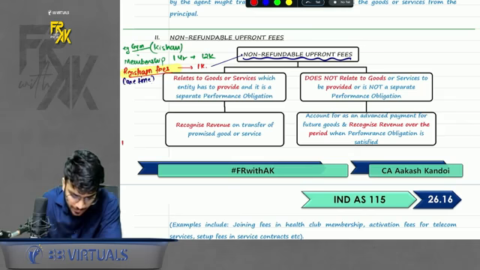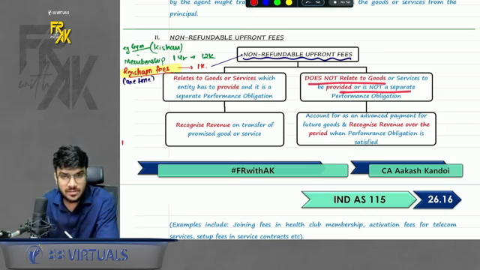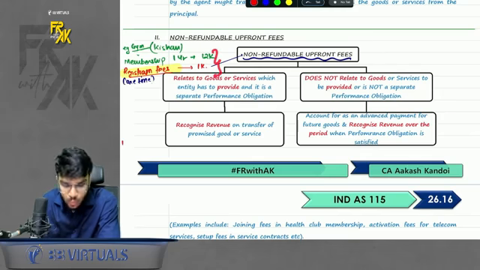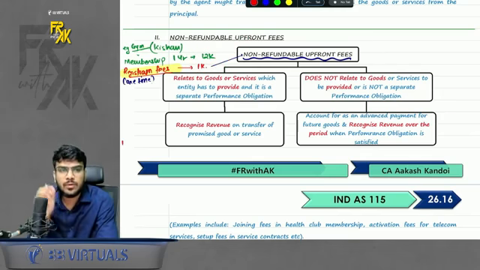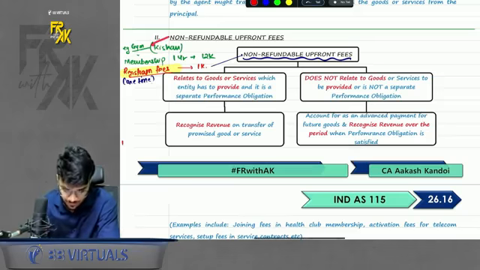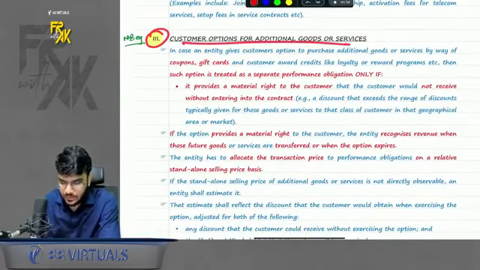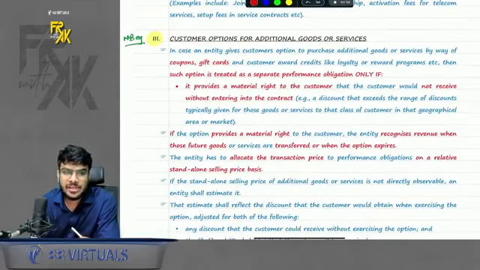But if for the registration fees the company is not giving any distinct goods or service, in that case you will merge these two amounts, call it the full amount, and book this full revenue over the period. Non-refundable upfront fees. Simple. Then the third case was customer options for additional goods and services.